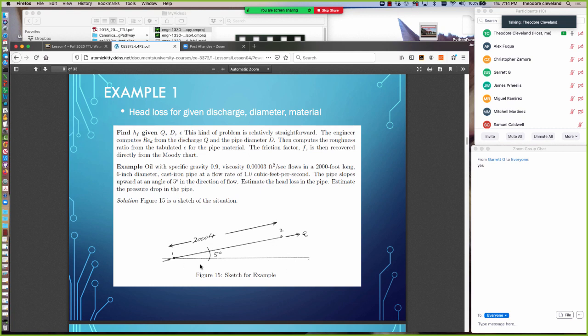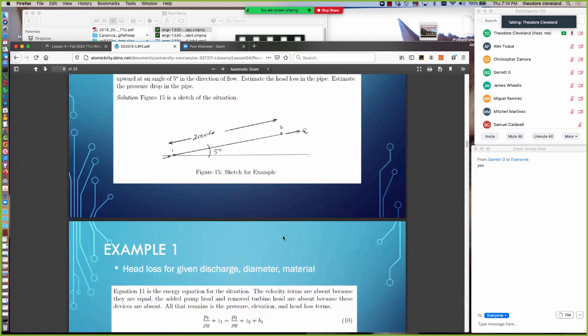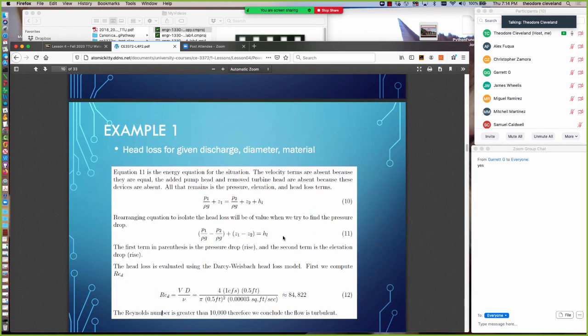So here's a sketch of what we're trying to do. We have this pipeline, point 1 and point 2. We apply the energy equation and cancel out the common terms. The common terms are the velocity head at both points, and it cancels because it's a constant diameter pipe. What we have left is pressure head at point 1 plus elevation head at point 1 is equal to pressure head at point 2, plus elevation head at point 2, plus the head loss. We can rearrange this slightly to isolate the head loss term, and what we have is the change in pressure plus the change in elevation equals the head loss.